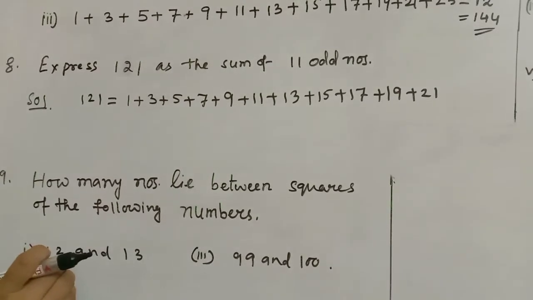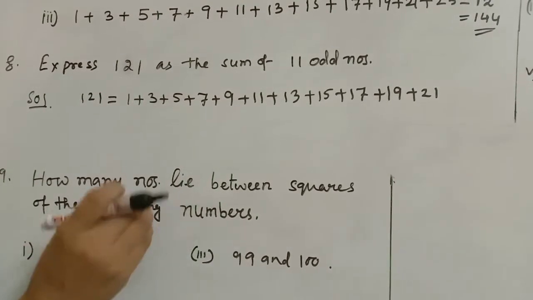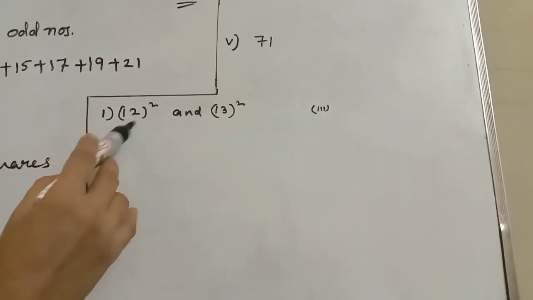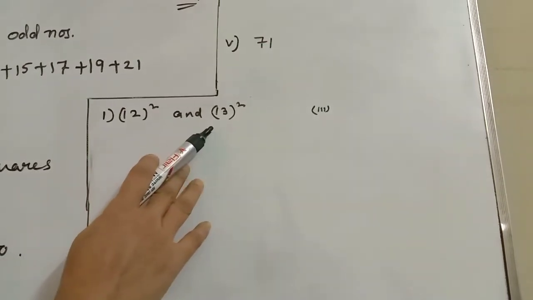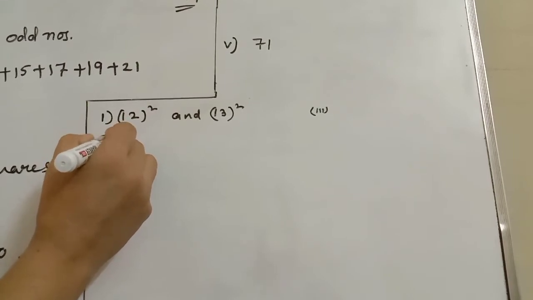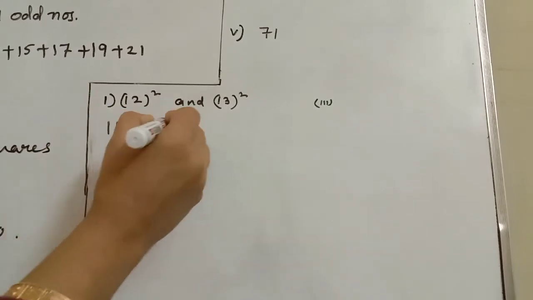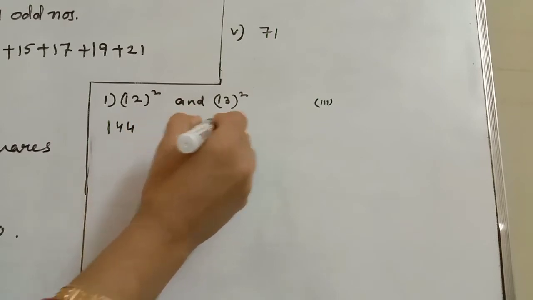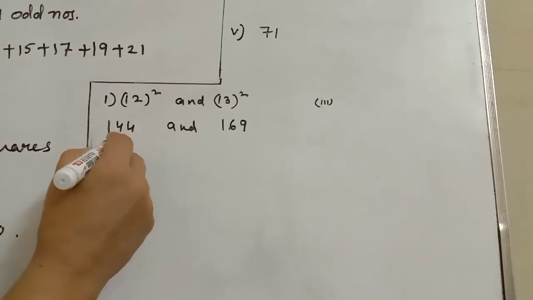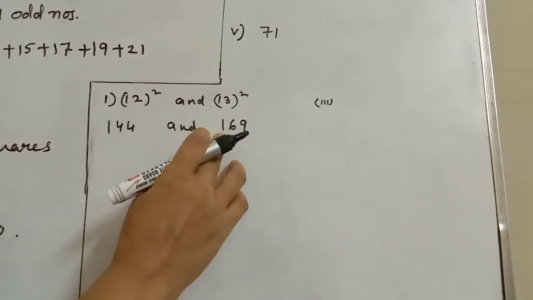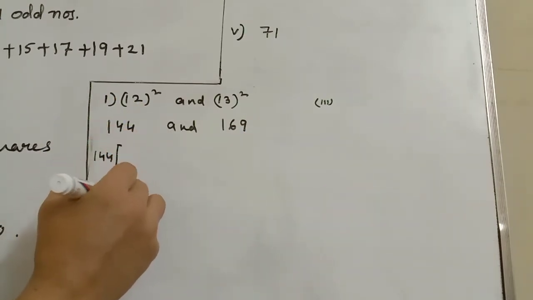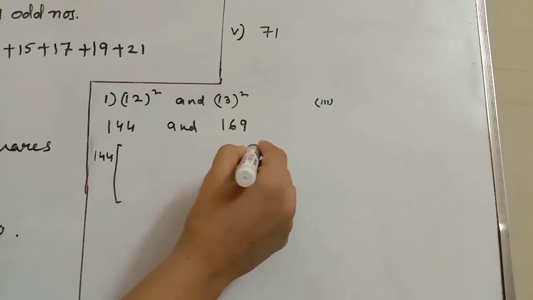That means the square of 12 and the square of 13. So how to do the sum? You have to find out how many numbers are there in between 12 square and 13 square. What is the value of 12 square? You know that it is 144. And 13 square means 169. So how many numbers are there in between 144 and 169? You will not take 144 and 169 themselves.